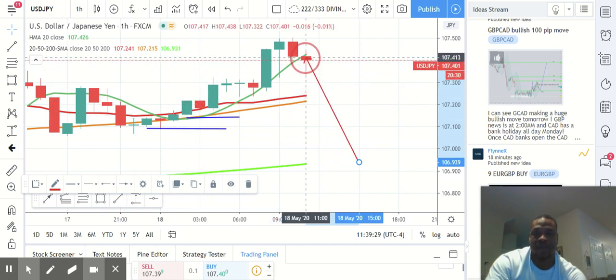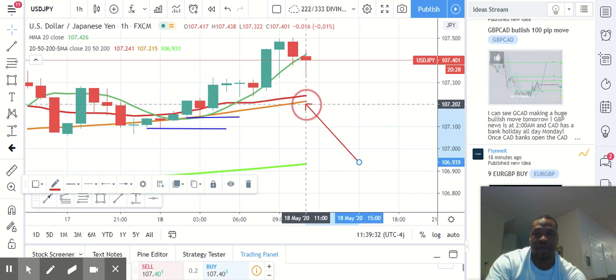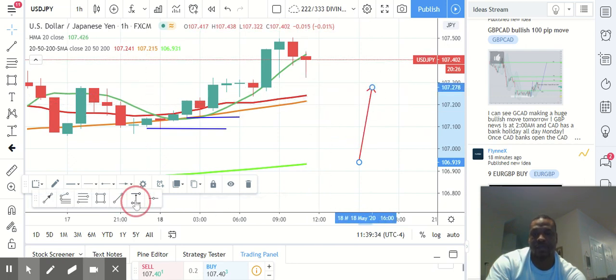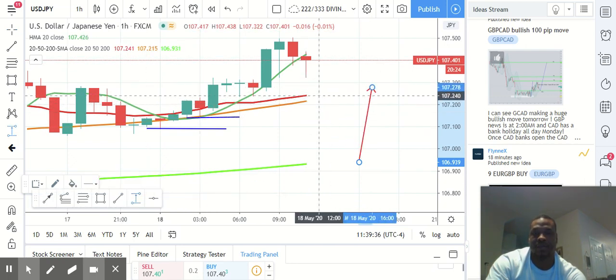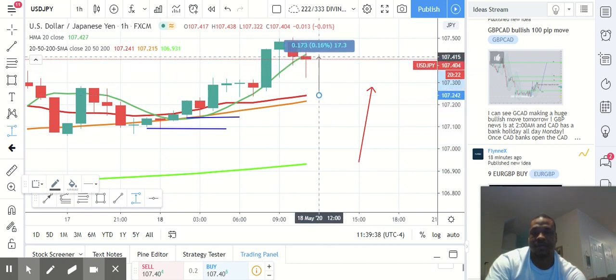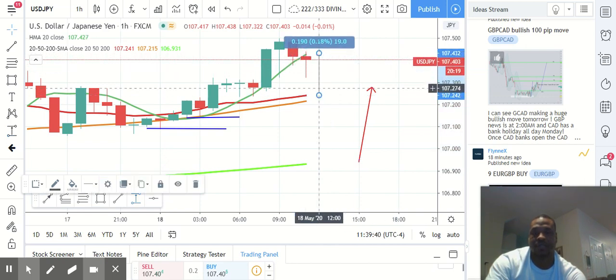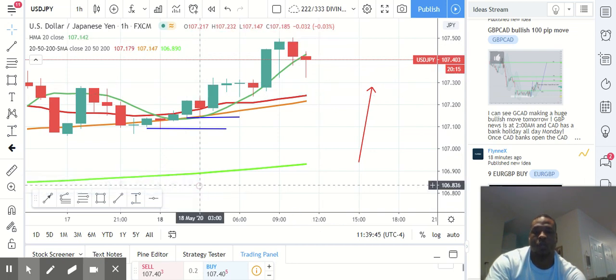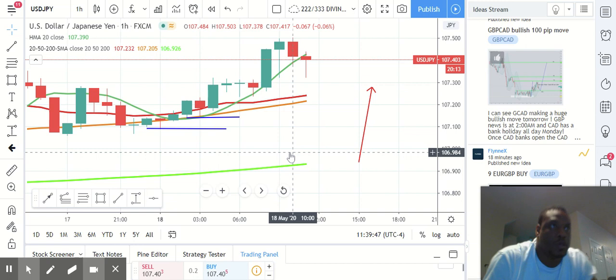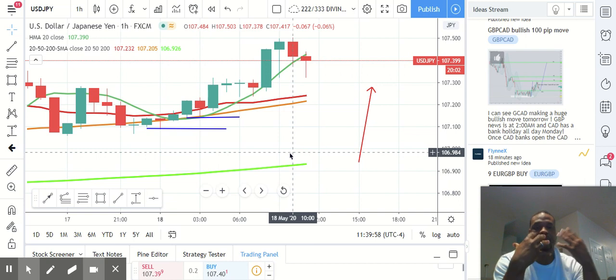Why? Look at these moving averages right here. It's a lot of space. You have a lot of space in between. So when something gets wide, you need to become worried. Not worried, but you need to be more attentive. You need to say, hey, I need to be looking for exits. I need to be looking for opportunities to secure my profit.